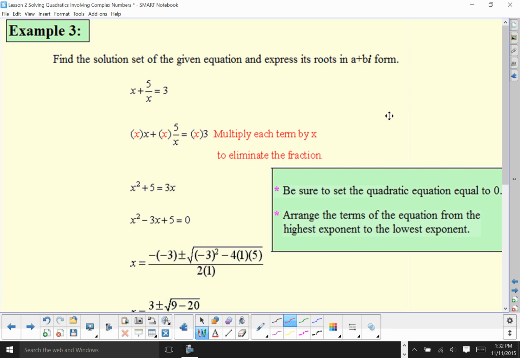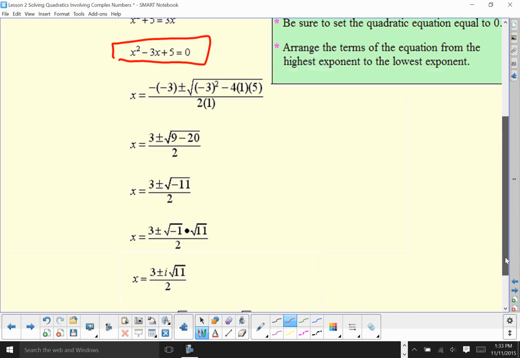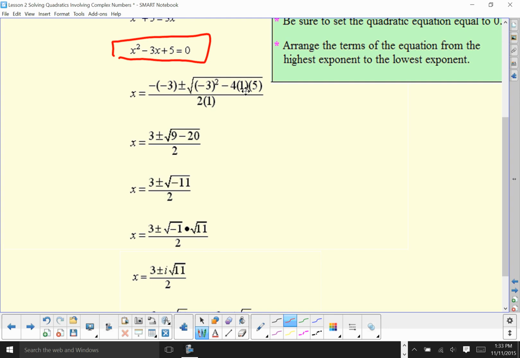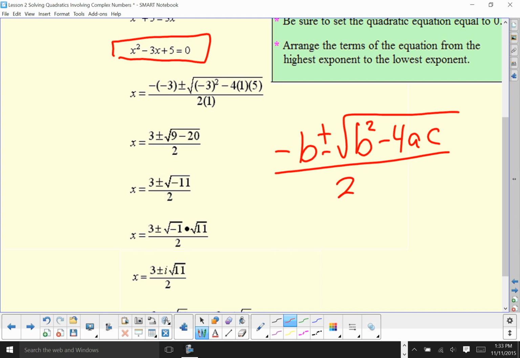Example 3. This one looks a little funny. You have x plus 5 over x equals 3. If you multiply each term by x, you eliminate the fraction, and you wind up with an equation that you can put in standard form. Then you look at positive 5, and are there any factors of positive 5 that add to negative 3? Your answer is no. So you keep going. You do the quadratic formula. Negative b plus or minus the square root of b squared minus 4ac all over 2a. Again, you want to keep saying this or write it down so that you start remembering it. It should be something you can almost say in your sleep.